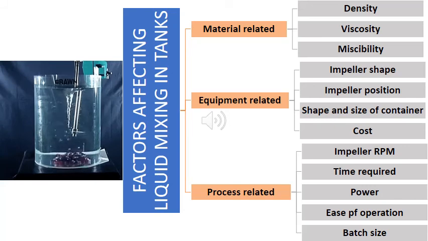Then process related factors. The process related factors could be the speed at which the impeller is given, higher speed or lower speed. Then how much time is required using that impeller for efficient mixing. What is the power which we are using on a particular batch size for mixing, and how easy it is to maintain it, to clean it, and to carry out the mixing process.